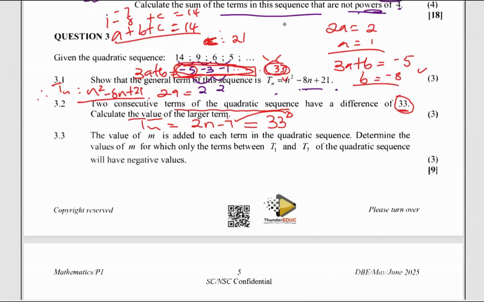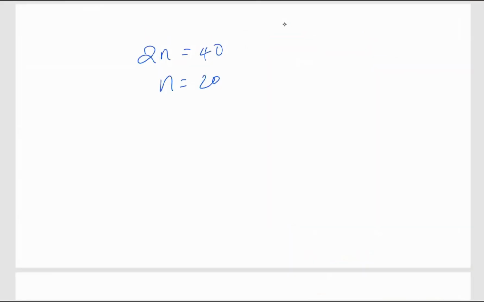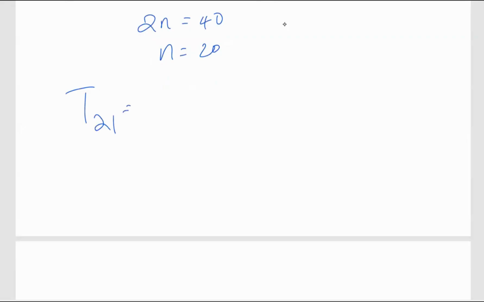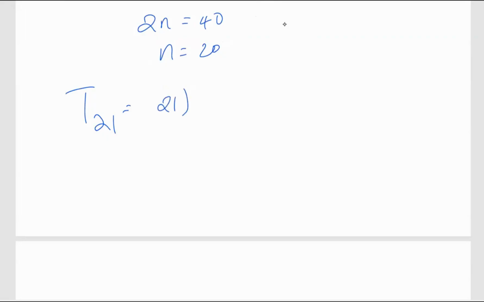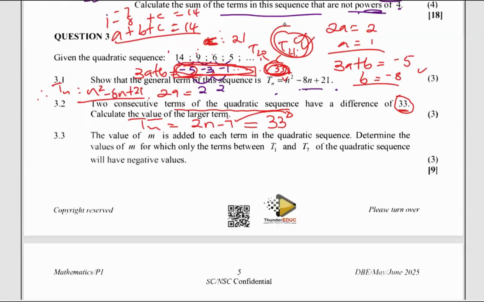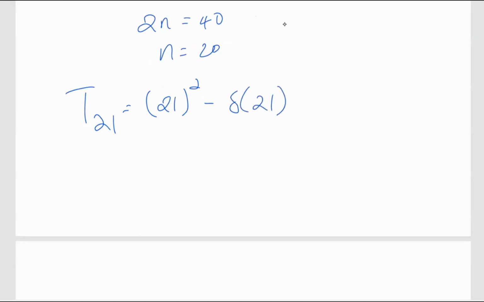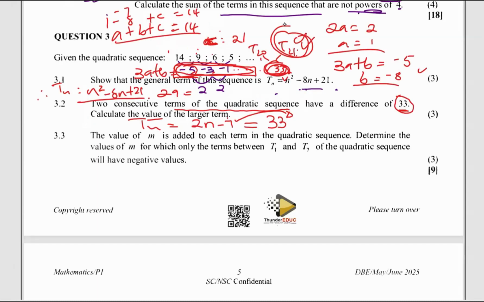So the position that this one is in is the 20th position, meaning that it's going to be between T20 and T21, because the first difference is between 1 and 2, the second is between 2 and 3, meaning that the 20th difference is between 20 and 21. So the bigger one is going to be T21. So let's look for T21 from the general rule, which was n squared minus 8n plus 21. So it's going to be 21 squared minus 8 times 21 plus 21. That's correct.